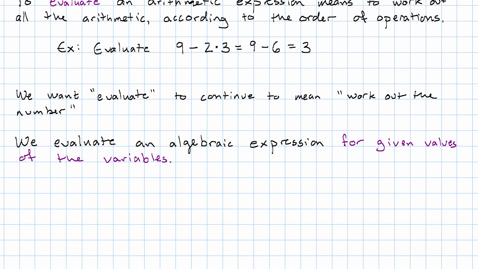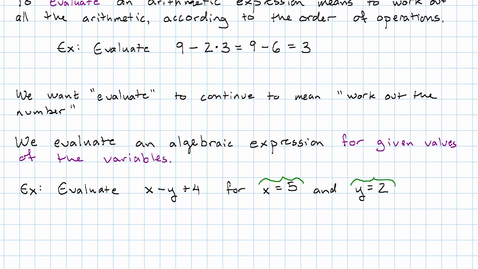So here's an example. Suppose we're asked to evaluate x minus y plus 4 for x equals 5 and y equals 2. Notice, these are equations. What are they doing? They're saying x represents the number that makes this equation true. That is, x represents 5. y represents the number that makes this equation true. That is, y represents the number 2. So these are equations telling us what numbers x and y represent.